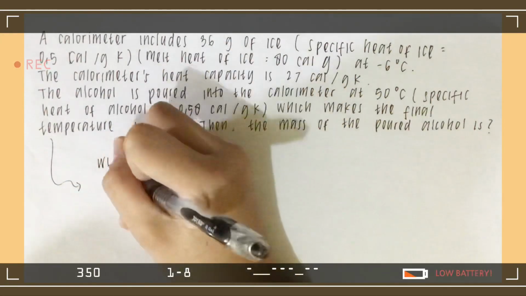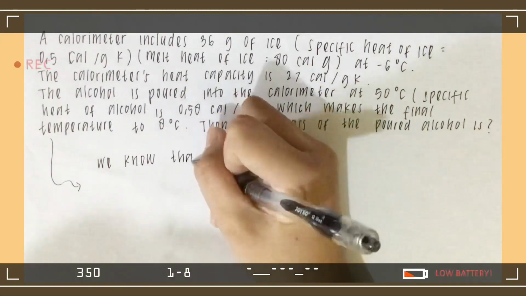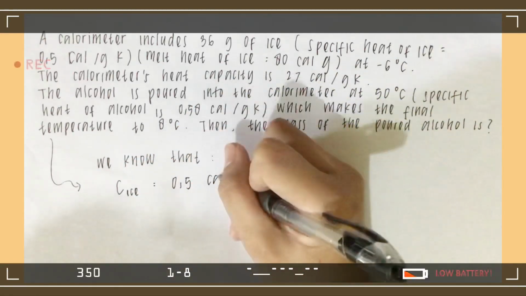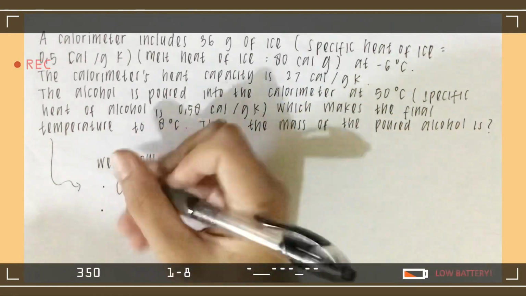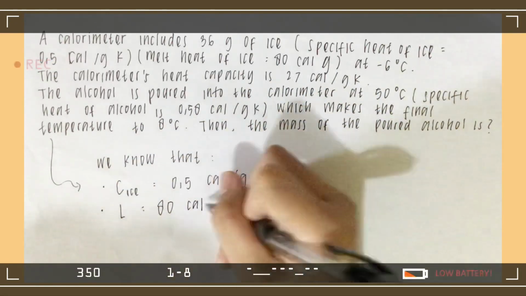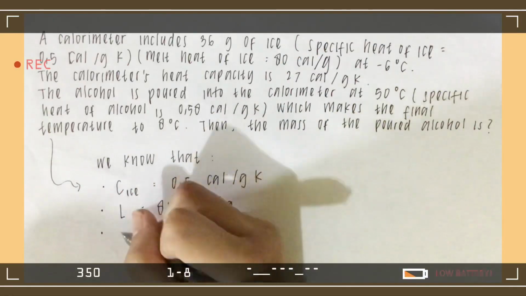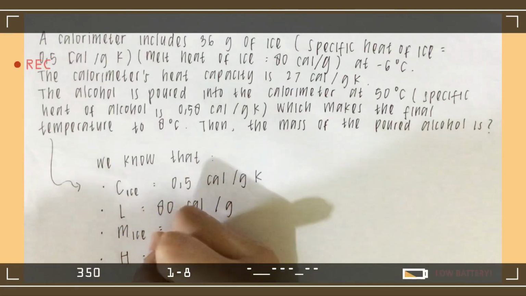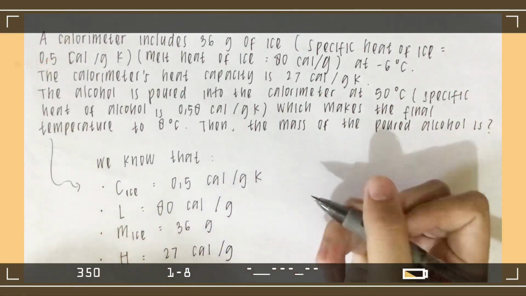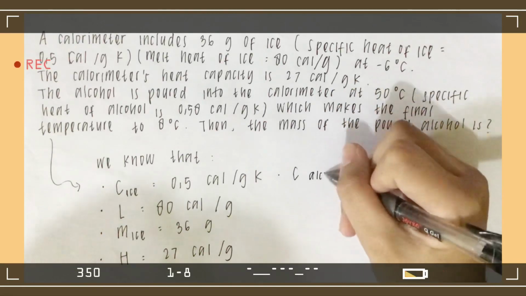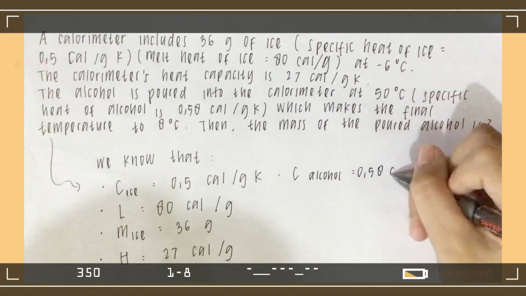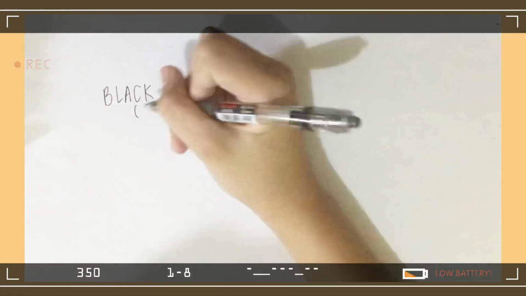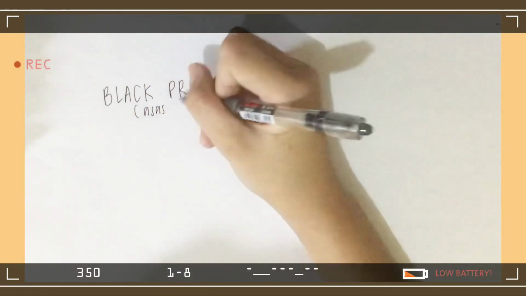Based on this question, we can conclude that the specific heat of ice is 0.5 calorie per gram Kelvin and the melting heat of ice is 80 calorie per gram and the mass of the ice is 36 gram and the heat capacity of calorimeter is 27 calorie per Kelvin and the specific heat of alcohol is 0.58 calorie per gram Kelvin. To solve this question, we can use the Black's principle.